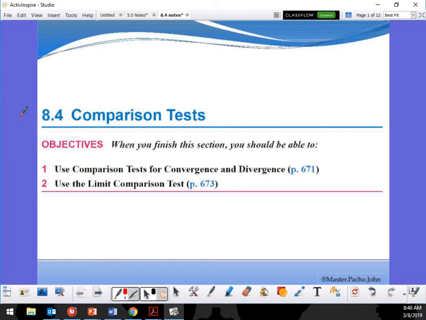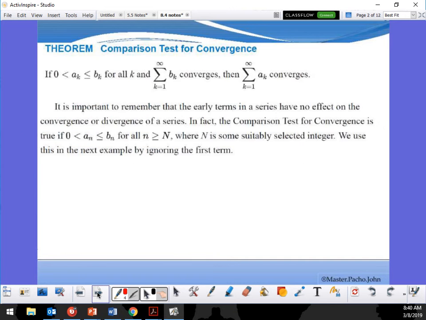Okay. All right. Comparison test. We're going to use the comparison test for convergence and divergence, and then the limit comparison test. Theorem, comparison test for convergence: if 0 is less than a of k, which is less than or equal to b of k for all k, and the sum of b of k converges, then the sum of a of k must also converge.